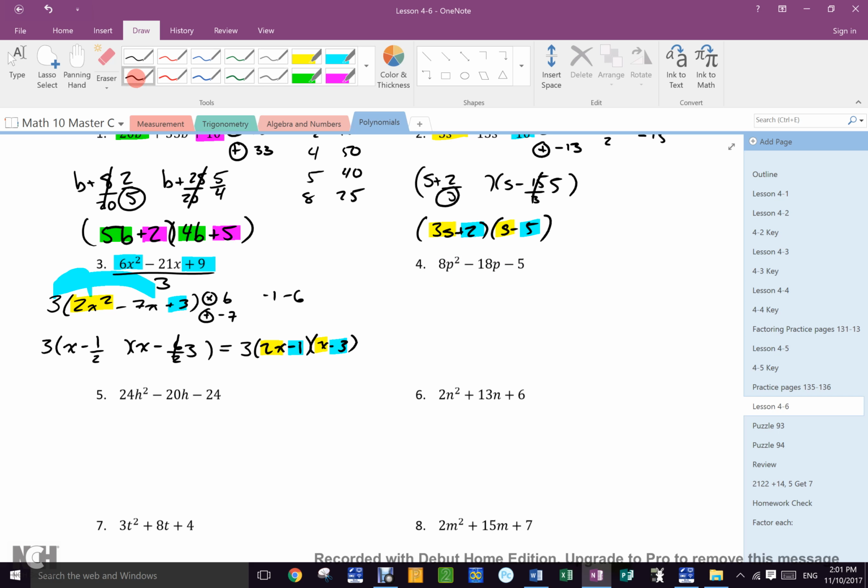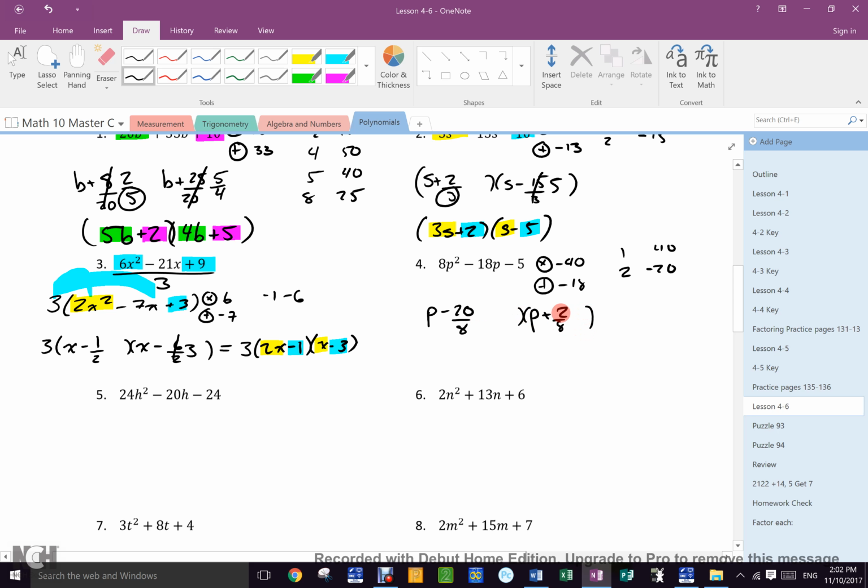What's happening in 4? Can't GCF though, can I? So I've got to multiply to what? Negative 40. And add to what? Negative 18. Is it 1 and 40? No. Is it 2 and 20? Which one's negative? 20. So it's p minus 20, but it's not minus 20. It's 20 over 8. And it's p plus 2, but it's not 2. It's 2 over 8.